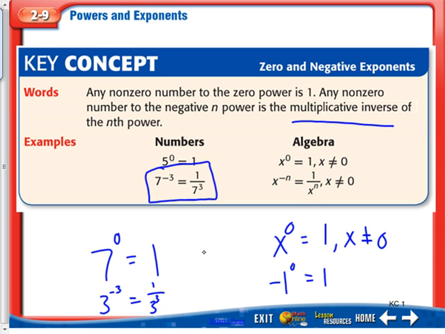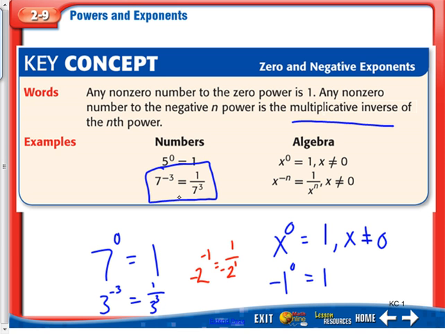This does work with negatives as well, so if I have a negative 2 to the negative first power, I could write that as 1 over 2 to the first power. The whole thing is still negative. I can leave the negative with the 2, or now it's like negative 1/2, because to the first power it'd just be 2, it'd be itself.